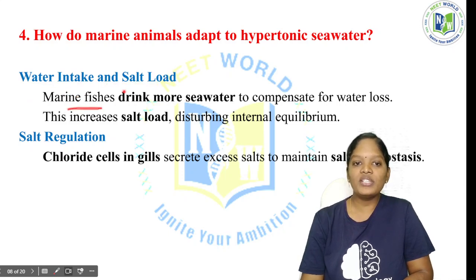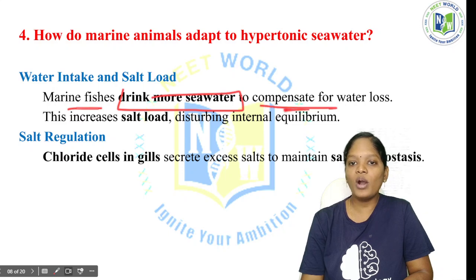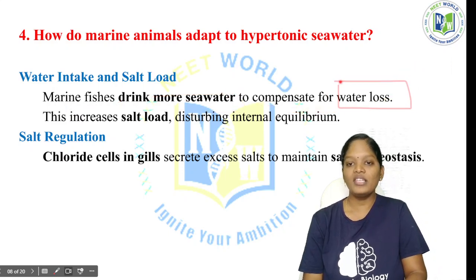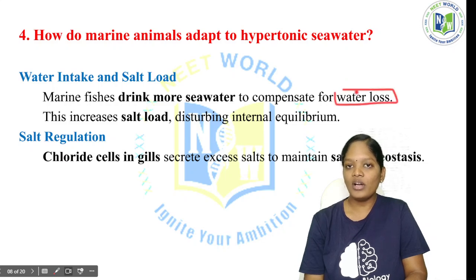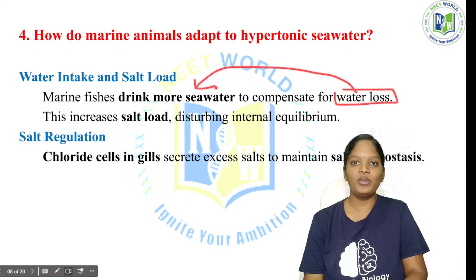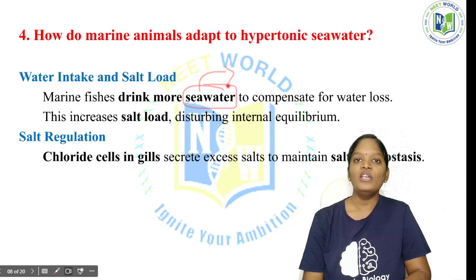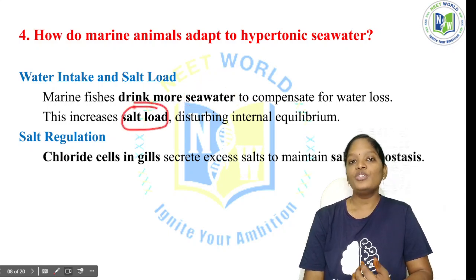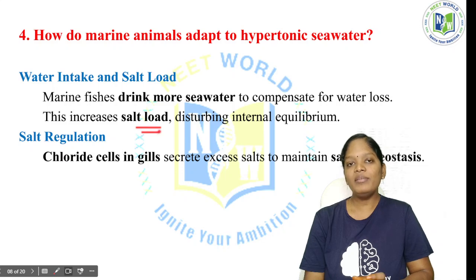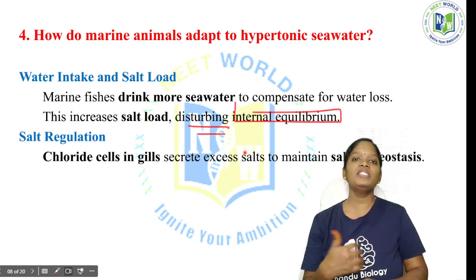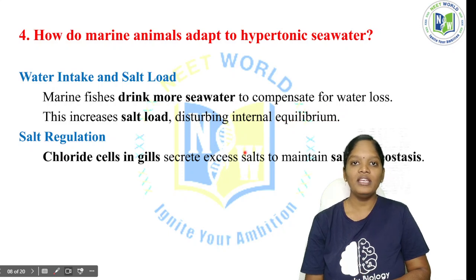So marine fishes drink more seawater to compensate for the water loss. Here they are having a water loss, so they have to drink more seawater. As they are drinking more seawater, as we have studied before, the seawater has a higher salt concentration. So this increases the salt load. As there will be more concentration of salt within the marine animal's body, this disturbs the internal equilibrium, which means they are disturbing the balance in the internal body.